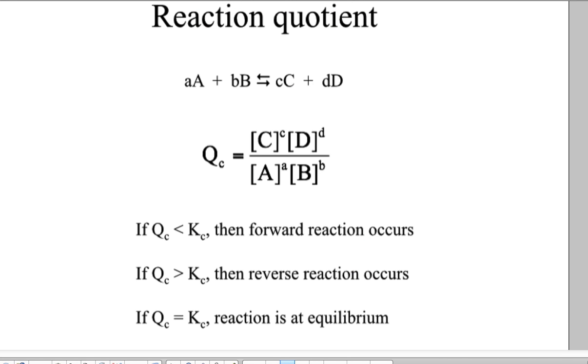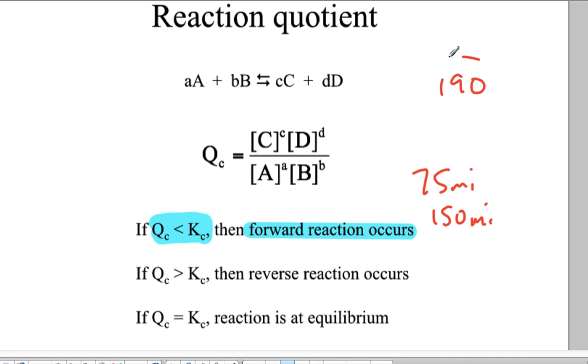Here's the way it works. Whenever Q is less than K, the reaction has to keep going forward. Kind of like in my driving example, if we've gone 75 miles, we're not at SeaWorld. If we've gone only 150 miles, we're not at SeaWorld, because it's less than the 190 required to actually get there. That's when Q is less than K. The forward reaction will occur, so the reaction will keep going forward.